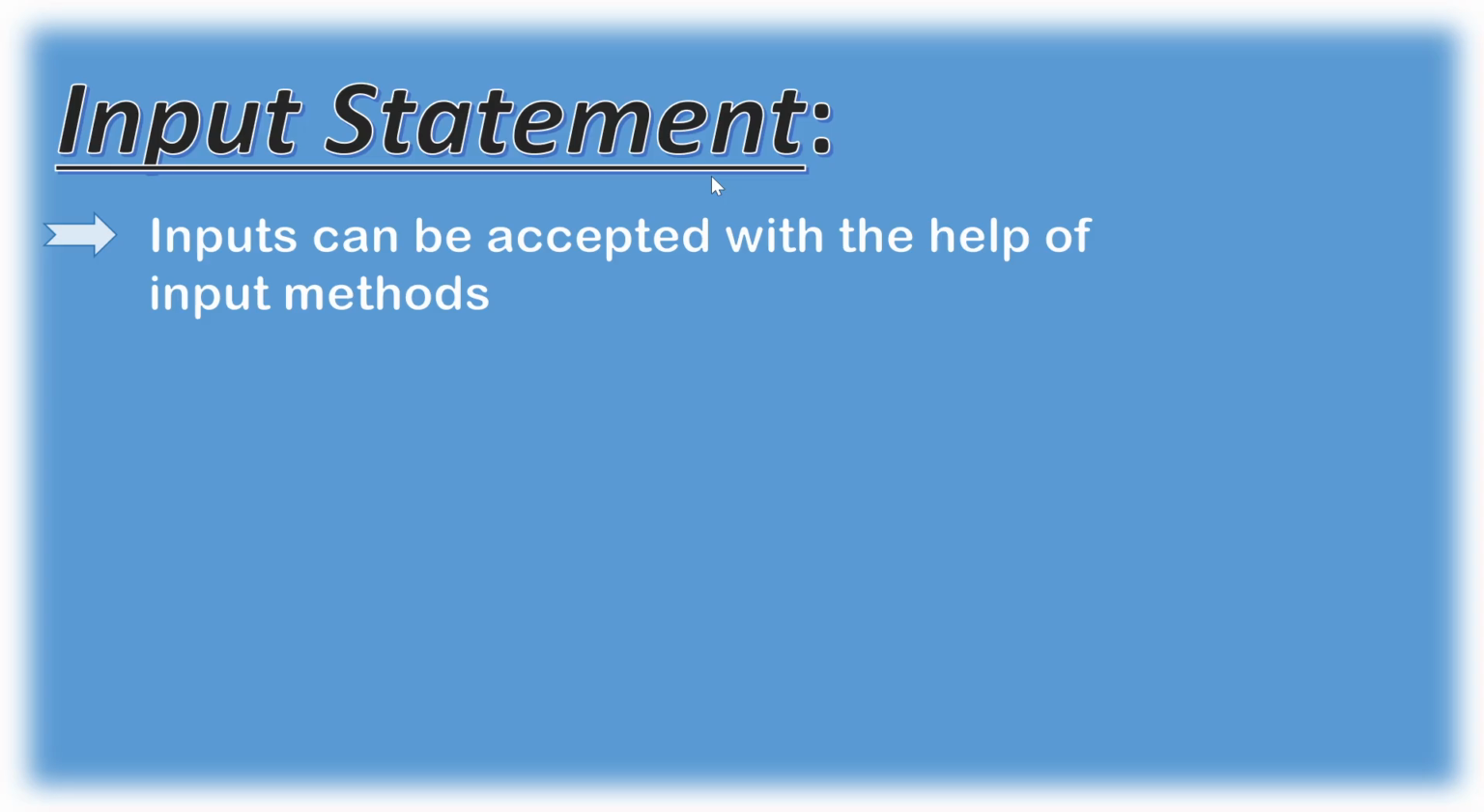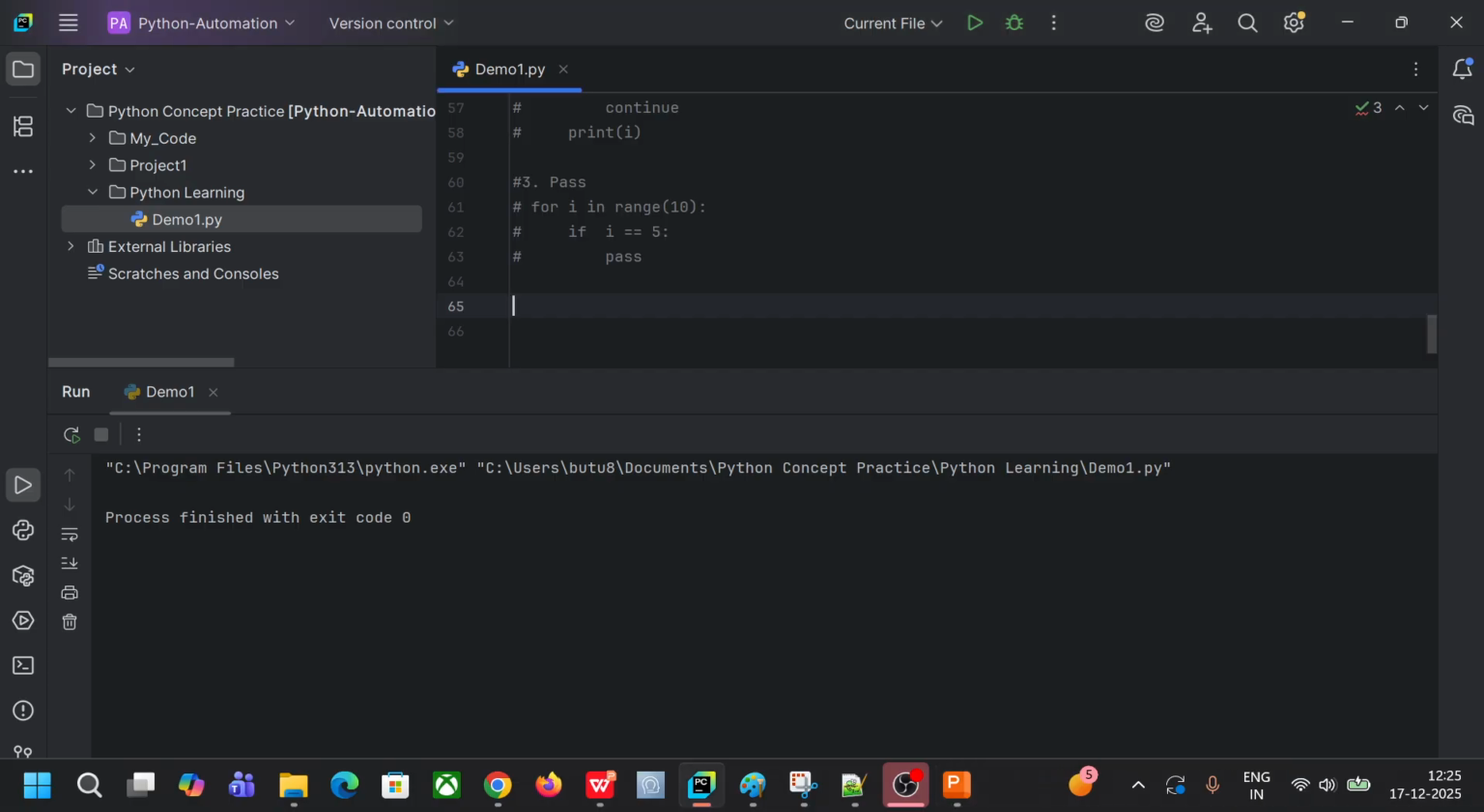What is an input statement? Inputs can be accepted with the help of input methods. I'm just repeating it. Inputs can be accepted with the help of input methods. You always remember these words. Accepted means what exactly? Something we are giving and someone is taking it, I mean accepting it, right? So let's see examples of the input statement.